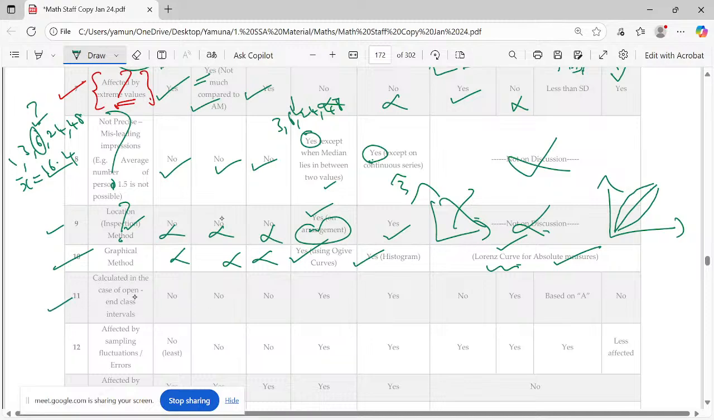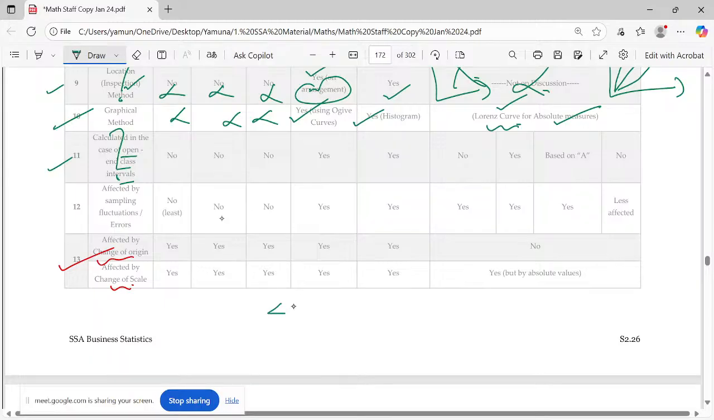11th one. If open-end class intervals are given, is it possible to calculate the measure? That's a question. What do you mean by open-end class intervals? Less than 10, 10 to 20, up to 80 to 90, greater than 90. See, what is this value? We don't know. But because this is 10 to 20, 20 to 30, 80 to 90, we assume this as 0 to 10. We make an assumption. Actually, you should not do that, but still we make an assumption. And this is greater than 90, so we take this as 90 to 100. Actually, we should not do it, but to find the value, we do it.